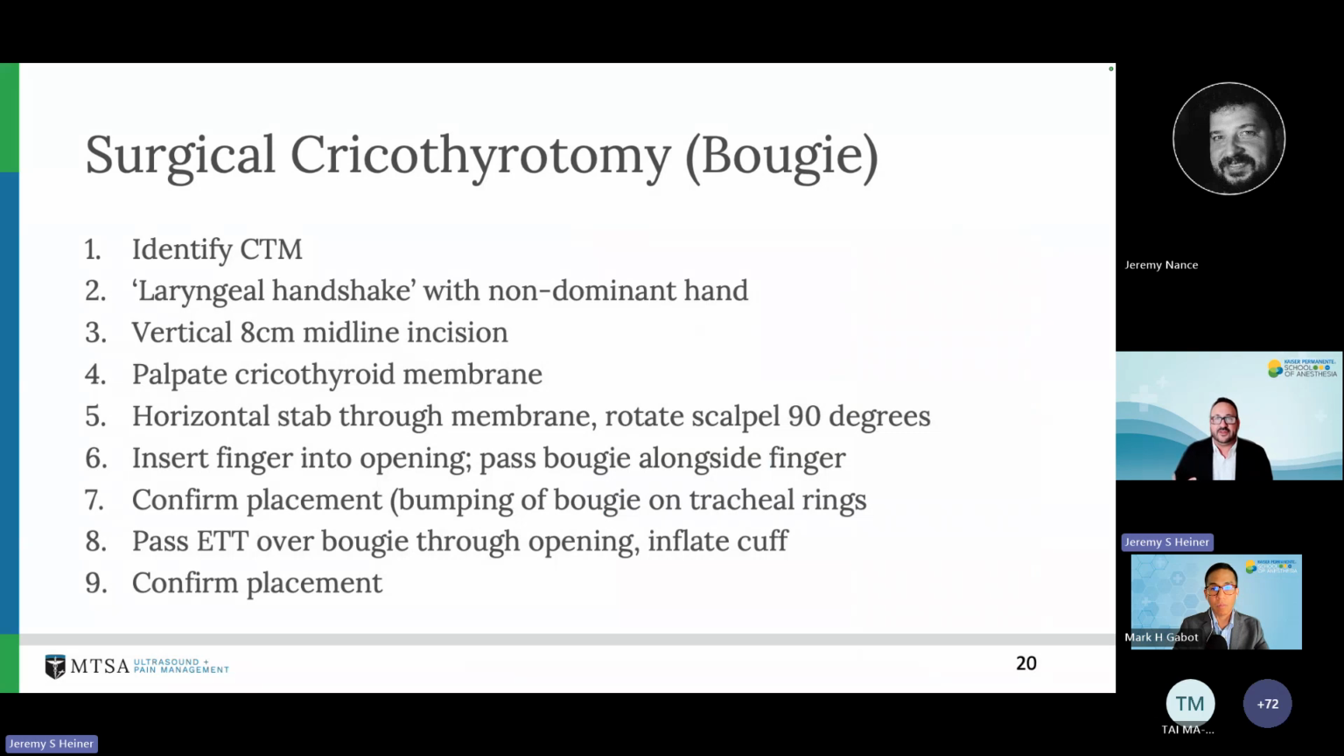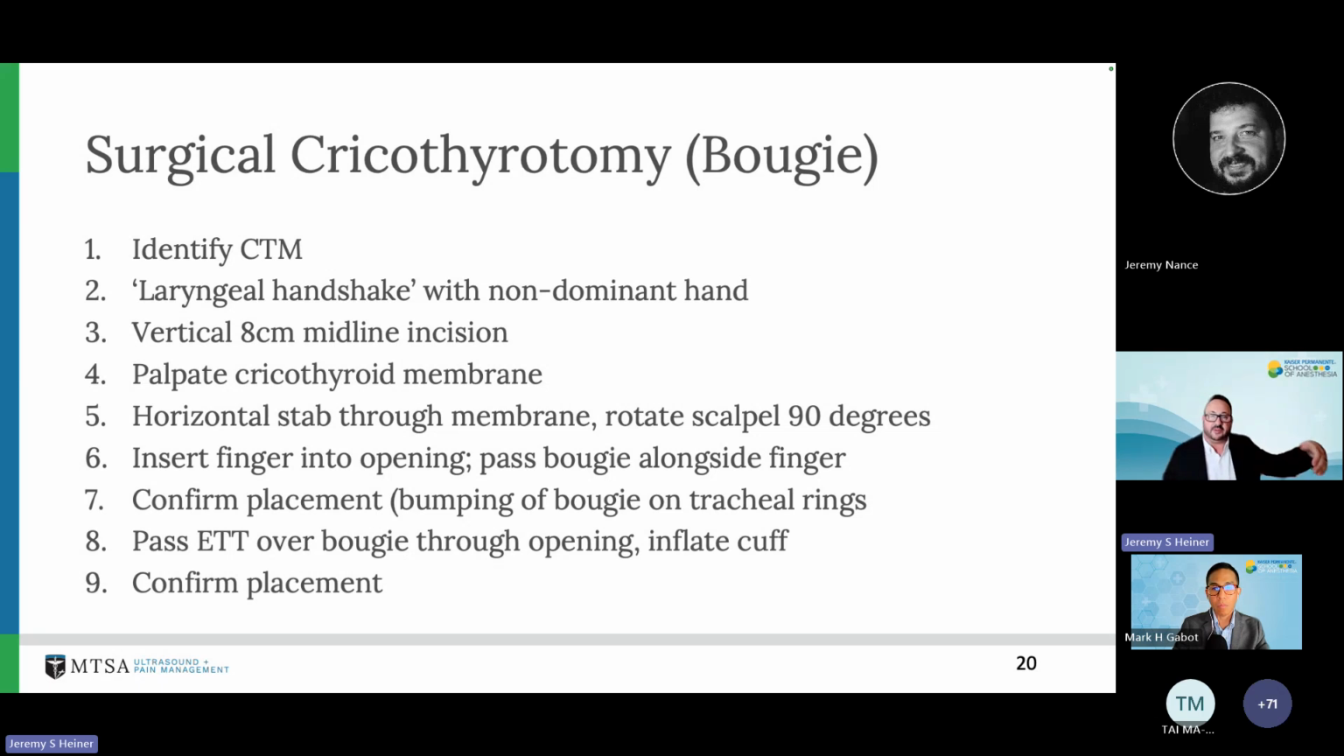In terms of the technique, identify the cricothyroid membrane, and if we've done that using our POCUS assessments and have it marked, then golden. If it's an emergency situation and we don't have rapid access to an ultrasound probe, then we would use palpation or even a vertical incision and place our finger through that incision to identify the cricothyroid membrane.